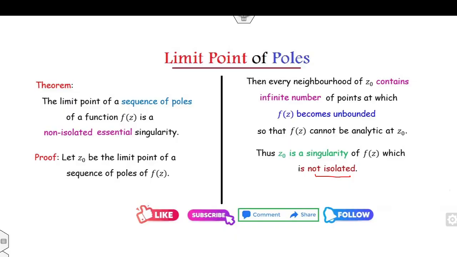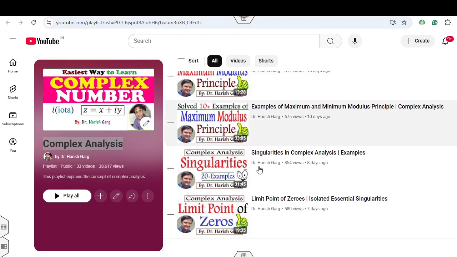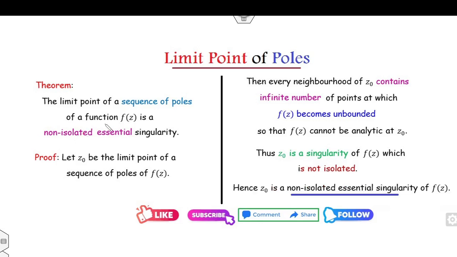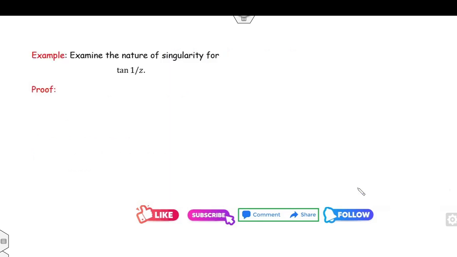For more detail about singularities, you must watch my lecture on singularities in complex variables or complex analysis. So once you can see that z0 is non-isolated, hence z0 is a non-isolated essential singularity. I will explain a couple of examples.